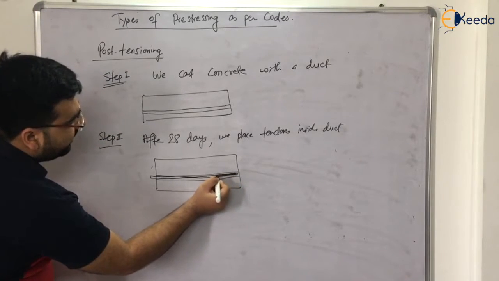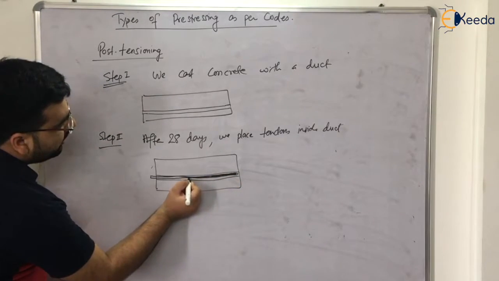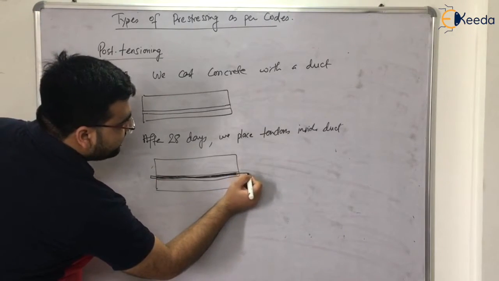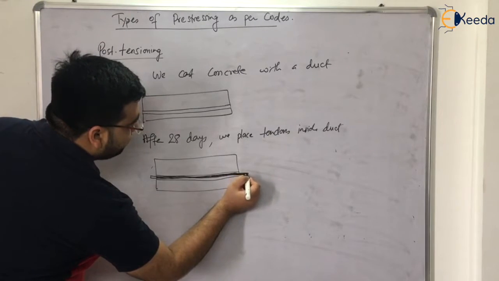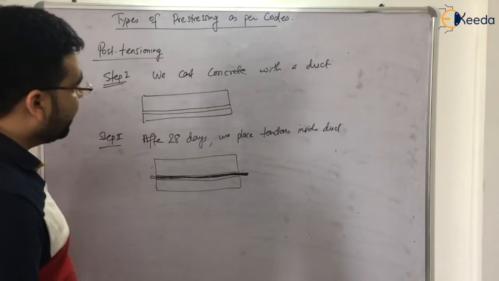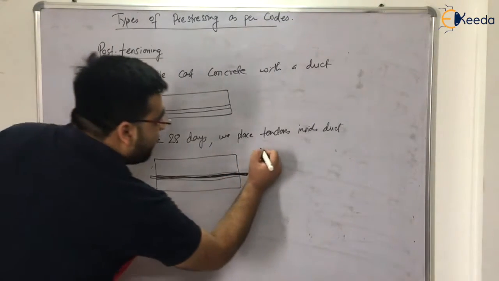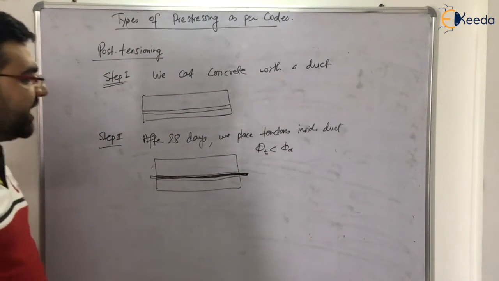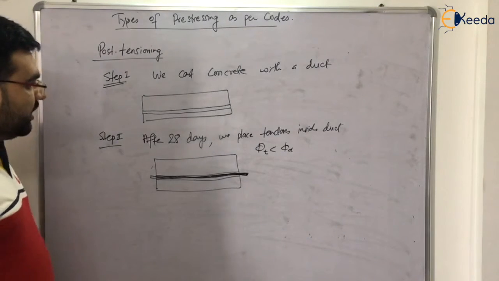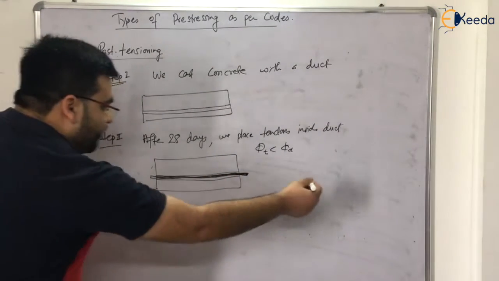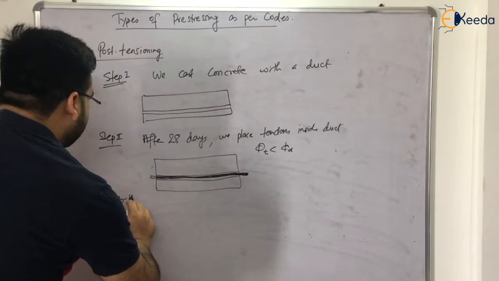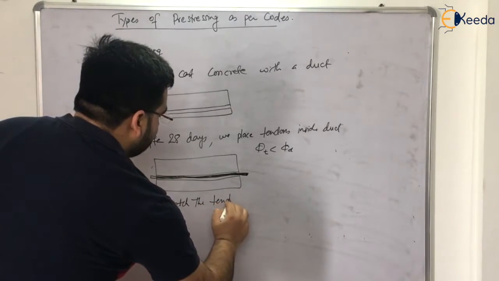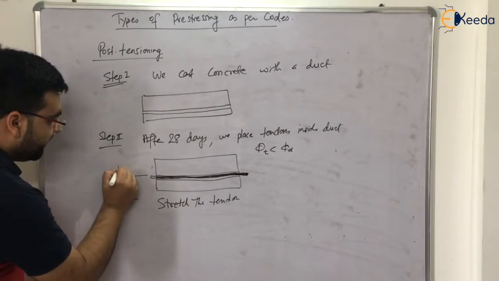So this is the tendon. Let me draw it like this so that you understand it better. We place tendons like this. Clear? Now we have placed tendons inside the duct. The diameter of the tendon is smaller than the diameter of the duct, otherwise we cannot place the tendon inside the duct. So now we will stretch it. Step 3, stretch the tendon. Now the tendons are stretched with a force P.